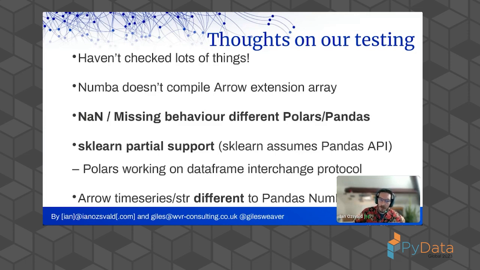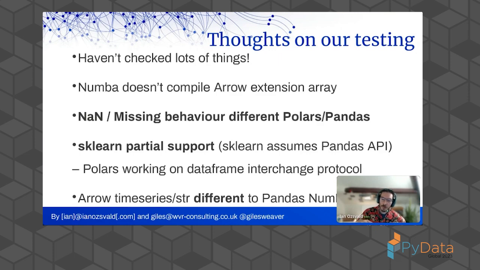There's some different handling of NaN versus missing data between Polars and Pandas. It's worth reading up if you're going to Polars. You definitely want to read up on how missing data is handled because Arrow behind the scenes has a different way of representing it. There's only partial Scikit-learn support because Scikit-learn assumes the Pandas API and Polars does not have the Pandas API. Scikit-learn could replicate the Polars API or the Pandas API, but then there are other APIs and I don't want to replicate all of them.